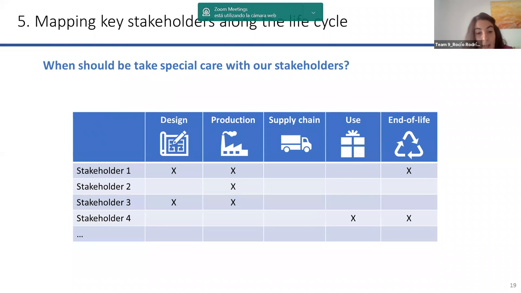Next slide. Well, whenever you are identifying some impacts and stakeholders, it's very interesting to identify in which stage these stakeholders are most frequently involved. For instance, one stakeholder could be mainly involved in the design and production stage, and not during the supply chain. It will be very important to identify in which stage every stakeholder of the project is mainly involved. And sometimes some stakeholders could be involved in more than one stage, as you can see in this example.